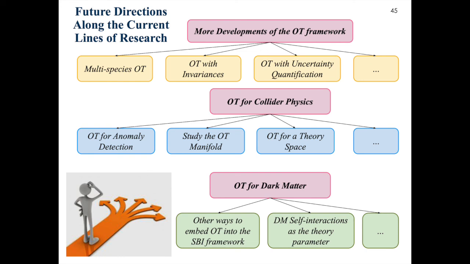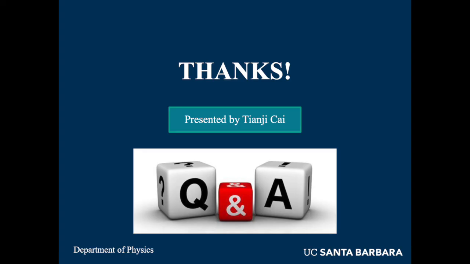For the dark matter study, right now we are still at the very beginning of our study, and there's a lot to explore. One way is to think of other statistical frameworks to incorporate the optimal transport distance. Of course, our ultimate aim is to be able to infer some microscopic properties of the dark matter, and this is what we are going to do for our next step.